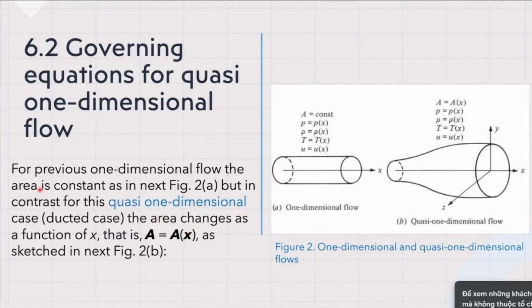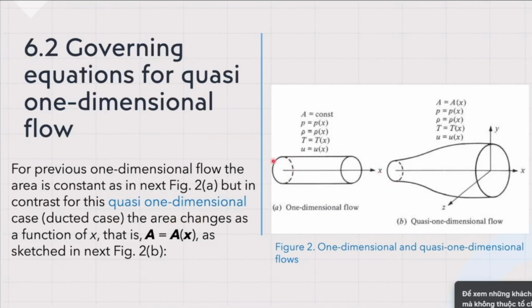So for previous one-dimensional flow, in the earlier aerodynamics course, when you talk about incompressible flow, the area is constant, as shown in figure 2. This is figure 2, one-dimensional flow, like a flow in a cylinder, for example, and quasi one-dimensional flow is something shaped like this, like a bottle, right? In contrast, for this quasi one-dimensional case, in the ducted case, the area changes as a function of x.